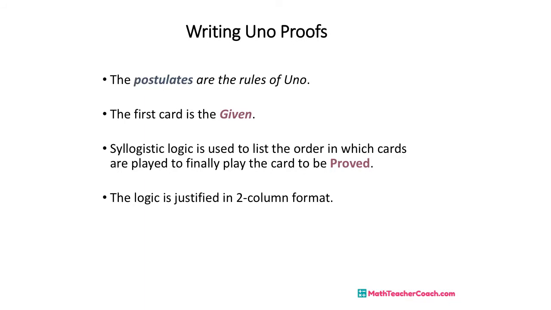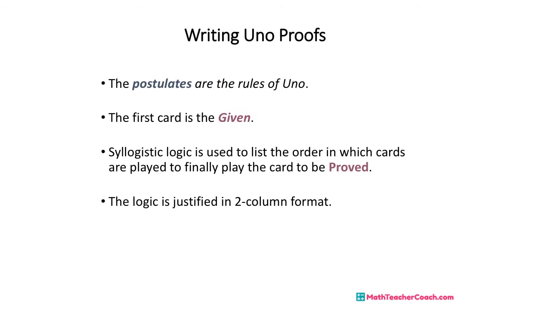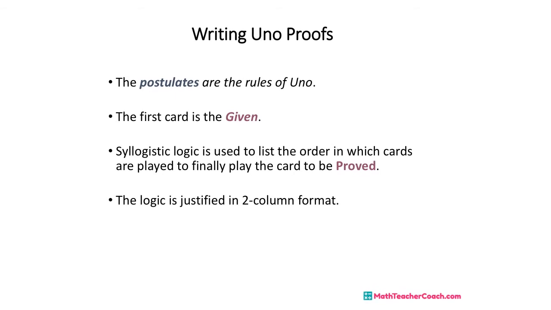Writing Uno proofs, postulates are the rules of Uno. The first card is the given. The logic used to list the order in which the cards are played to finally play the card to be proved. So the steps in the left are going to be the cards that we play, and the right-hand column is going to be the why.